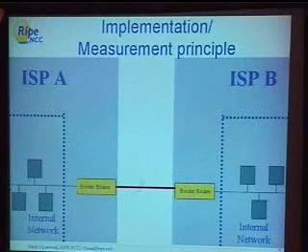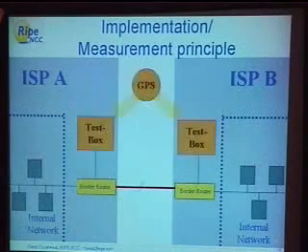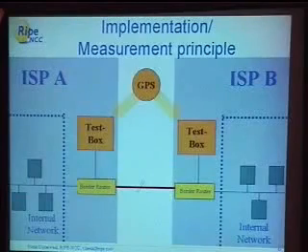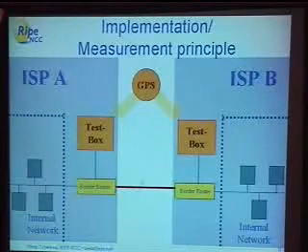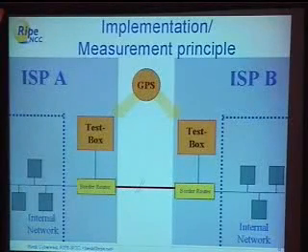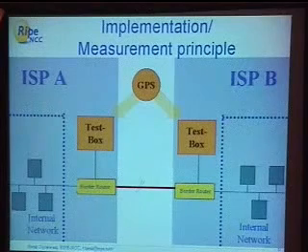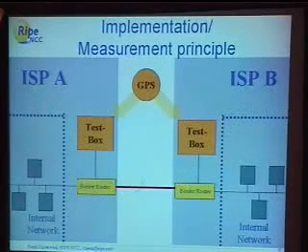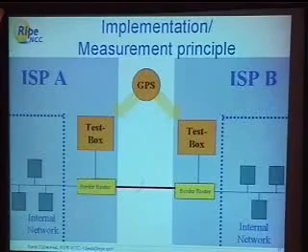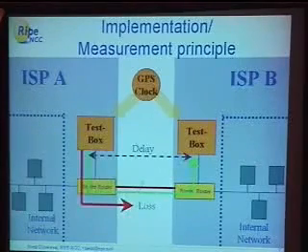What we do is we install so-called test boxes, shown here in orange at both ISPs. These boxes are connected to a port of the border router. They have a GPS clock, and I'll show you in a minute why that's needed. So we have 2 of these boxes, and then we can do measurements.